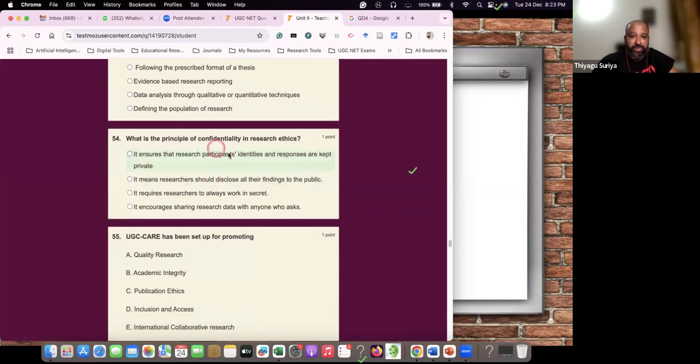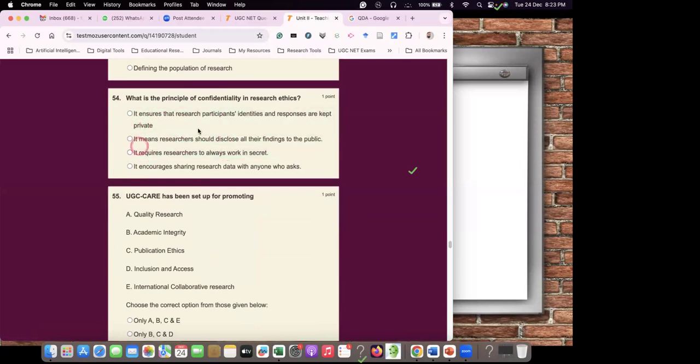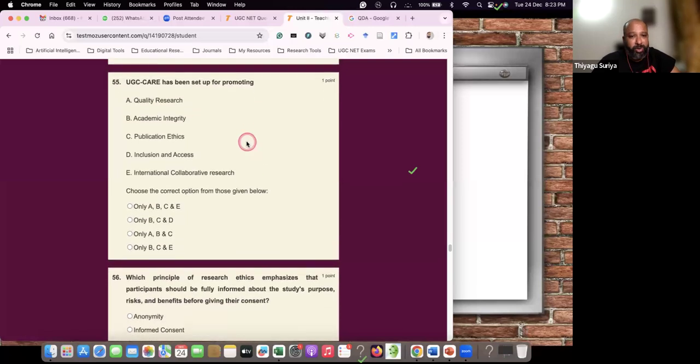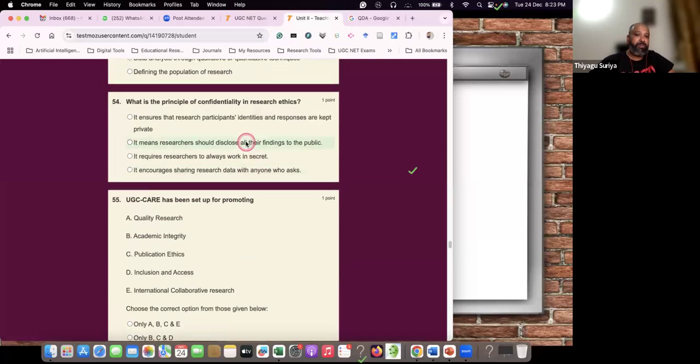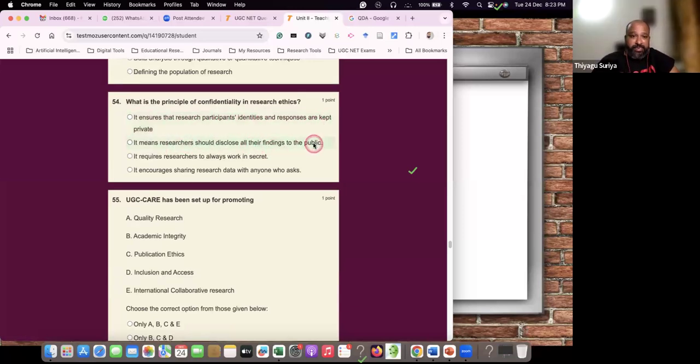What is the principle of confidentiality in research ethics? The last question, give the answer for this. One more question: what is the principle of confidentiality? Confidential means we need to keep the research findings confidential, though sometimes it's not always. To ensure the research participants' identity, the second one is responsibility. The first one, researchers should disclose all the findings to the public. Is it correct?